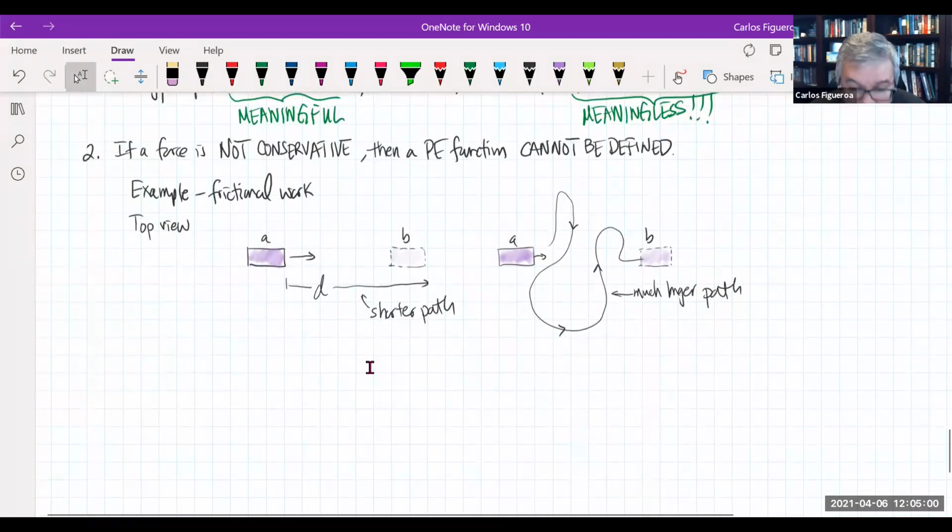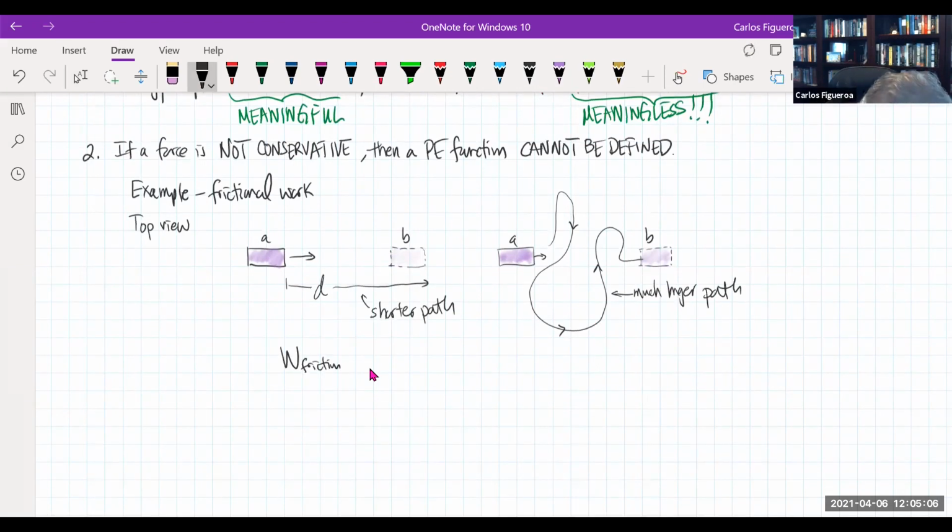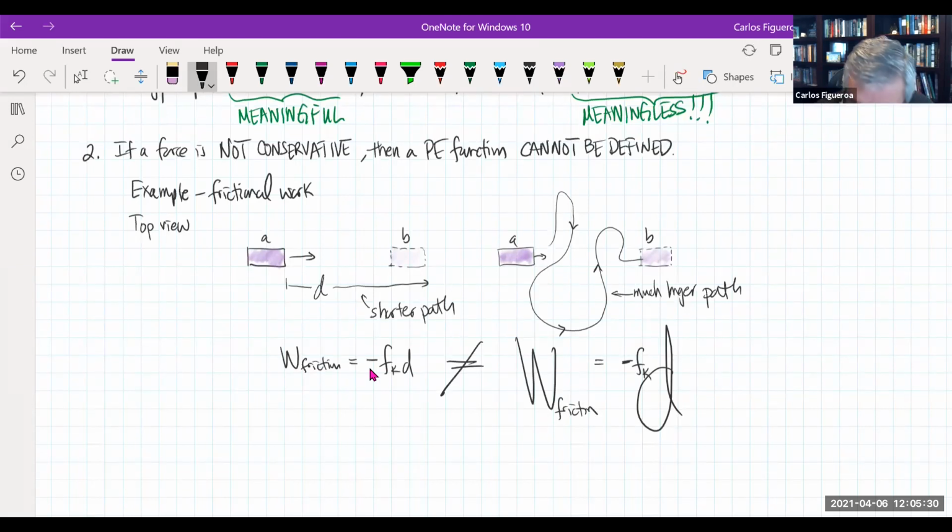So what you're going to find here is that when I calculate the work of friction, because this is a constant force, this is going to be the work of friction times D. But this guy over here, because it has a much longer path, covered more work. The work done by this friction is a lot more. So therefore, these two are not the same. And that's because friction is path dependent.